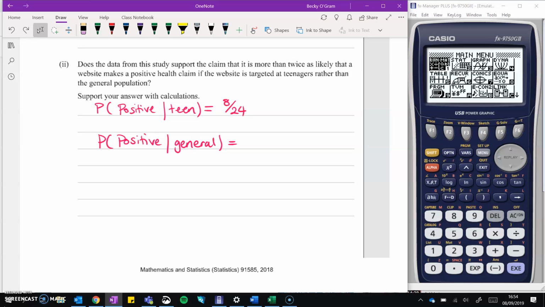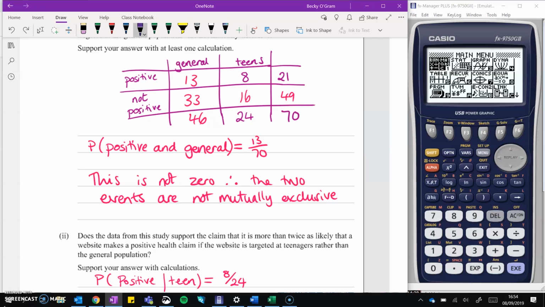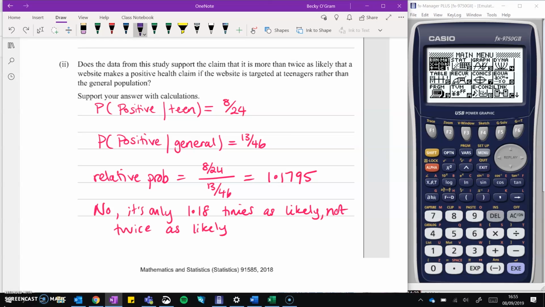Then what's the probability of it being positive if it's targeted at the general population? So general is 46, and those positive ones are 13 out of 46. Then we want to compare those probabilities. So how much more likely is the teen one than the general one? So the teen probability divided by the general probability, and that comes to 1.1795. So is it more than twice as likely? No. It's only 1.18 times as likely, not twice as likely.